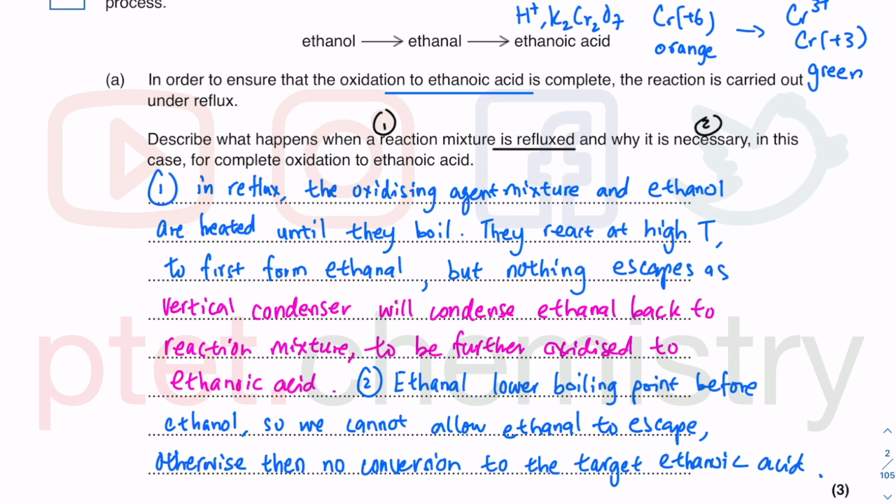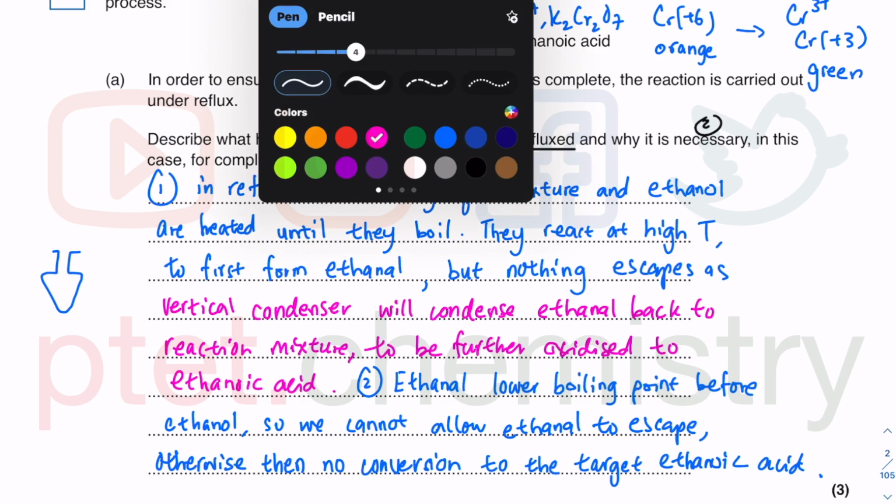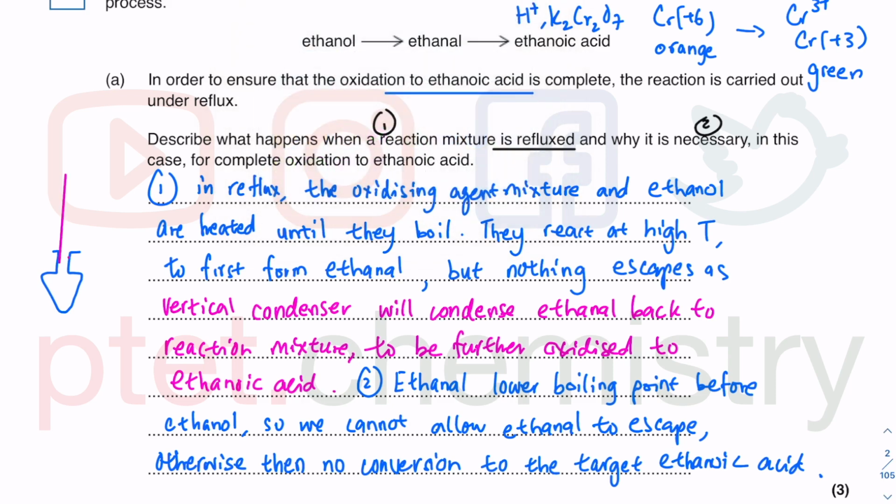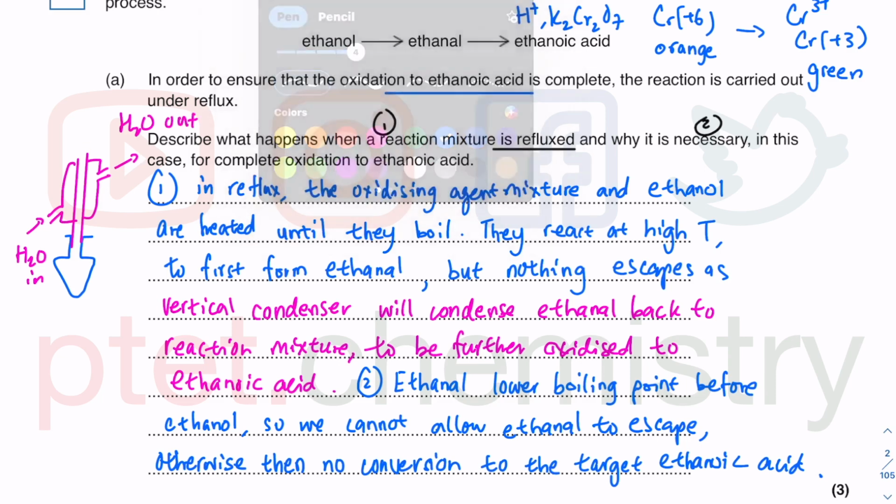In order to do that, we have a vertically set up condenser, and you should be able to draw the apparatus setup. This is like the pear-shaped flask for setting up a reflux, and we have a vertically set up condenser. You should really know that water goes in at the bottom. So this is H2O in at the bottom, and then H2O out. And you leave the top open so that the gas doesn't build up pressure. So this is your condenser set up vertically. This is your reaction mixture.